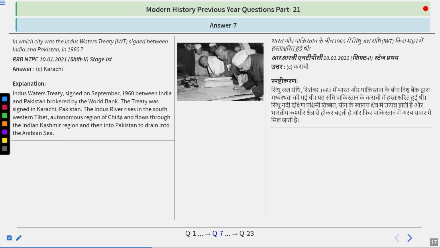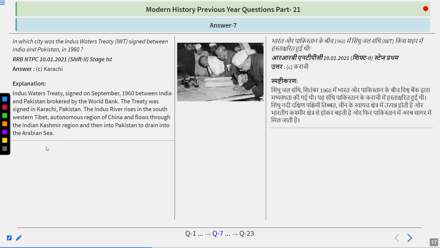The Indus River rises in the southwestern Tibet Autonomous Region of China and flows through the Indian Kashmir region and then into Pakistan to drain into the Arabian Sea. So under the Indus Water Treaty, Pakistan got control over the three rivers that are Indus, Jhelum, and Chenab.